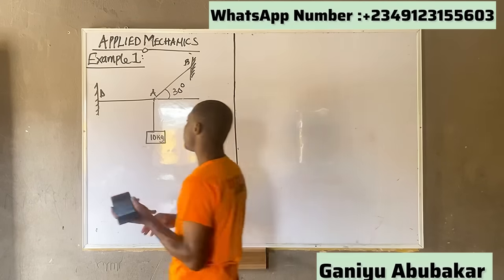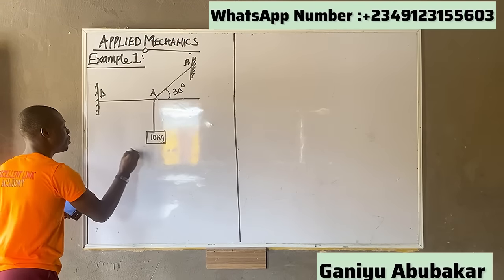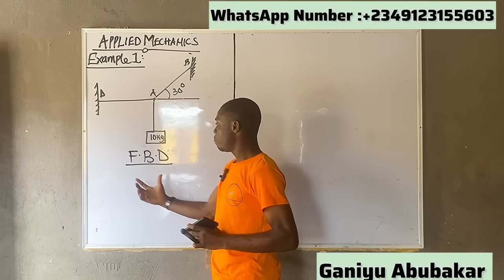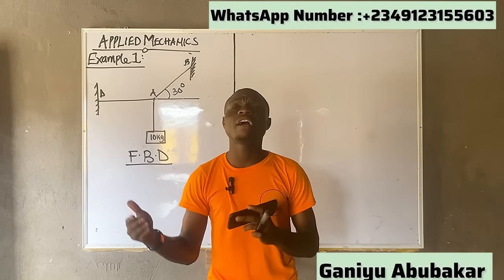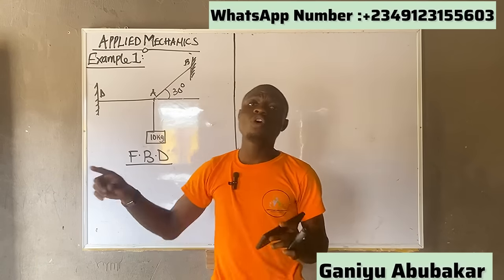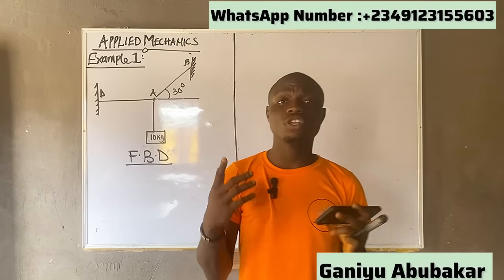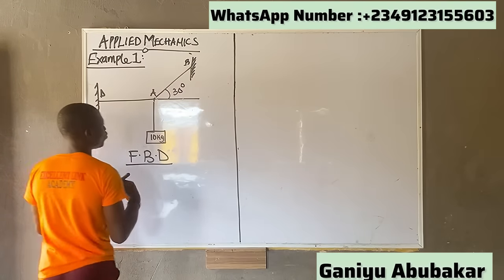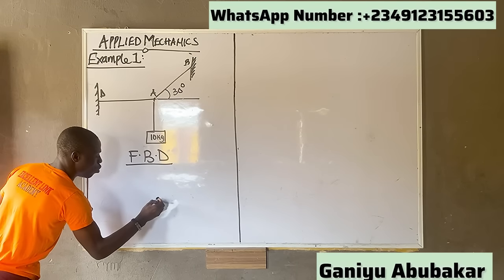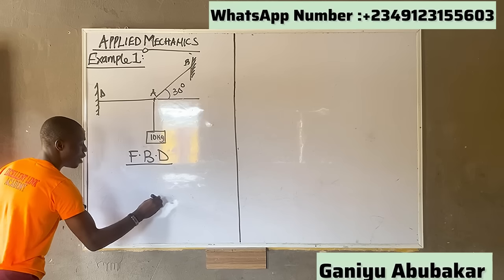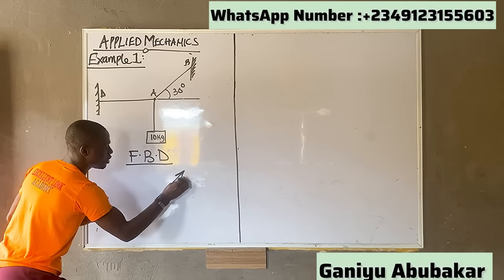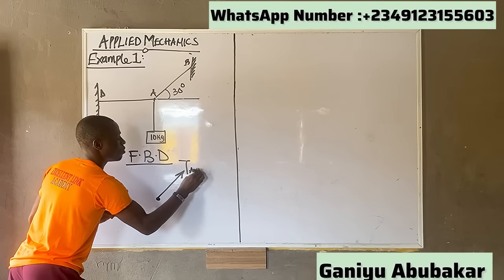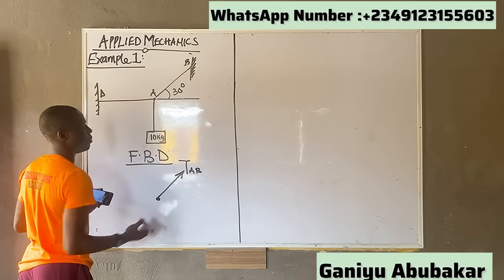My first task here is to draw out the free body diagram. If it's your first time hearing this word, a free body diagram is simply a diagram that shows all the external forces acting on a structure or on an object. So if I'm to draw this, this center point here is this one here. I'll call this line here the tension of AB, TAB, right?